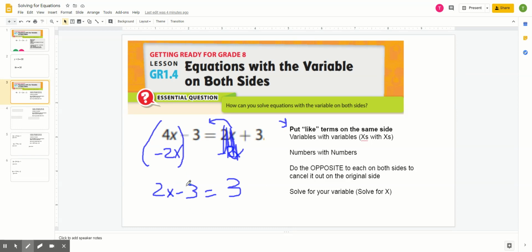Now I need to do what I did in the previous slide, which is cancel this out. I need to do the opposite, so I'm doing this to both sides. Once I do that, this will cancel out. I'm left with 2x equals 6. I do the opposite of this right here, which is multiplying. What is the opposite of multiplying? Dividing. That will cancel out the multiplying, and x equals 3. I can go back and plug my numbers in now, and it should match.